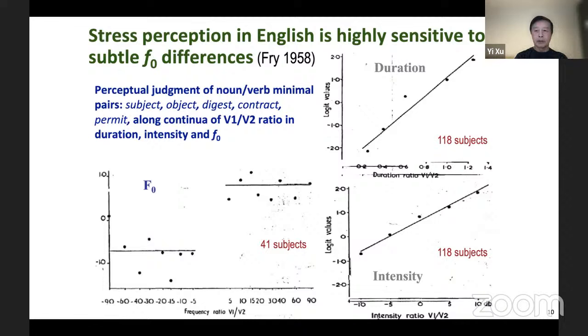But what is the most amazing is that duration and intensity, although they convey lexical stress, their effects on the perception is gradient. Whereas the effects of F0 on perception is highly categorical, meaning that as soon as you have a 5 hertz difference between the two adjacent syllables, you hear it either as a noun or a verb. And most interesting is that when you increase the difference between the syllables, the perception of whether it's a verb or a noun doesn't improve. So it stays the same, meaning that all you need is the 5 hertz. And 5 hertz is roughly equal to less than one semitone.